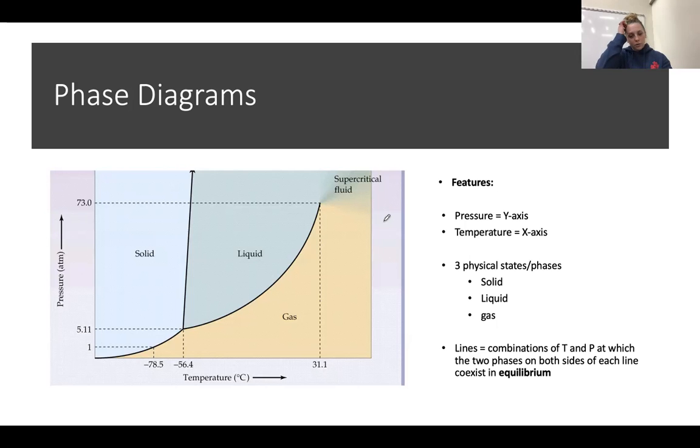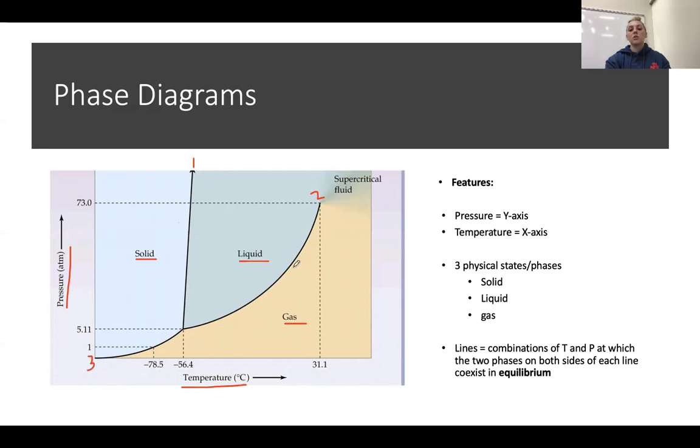First, I'm going to go over the basic features you should be familiar with. Right here on the y-axis, you have your pressure. The x-axis, you have your temperature. Within the diagram, you have your solids, you have liquids, and then you have your gas. Those are the three physical states that we talked about. And then one thing to note is that you have three main lines on your phase diagram. So you have one right here, and one right here. And they're dividing the different phases.